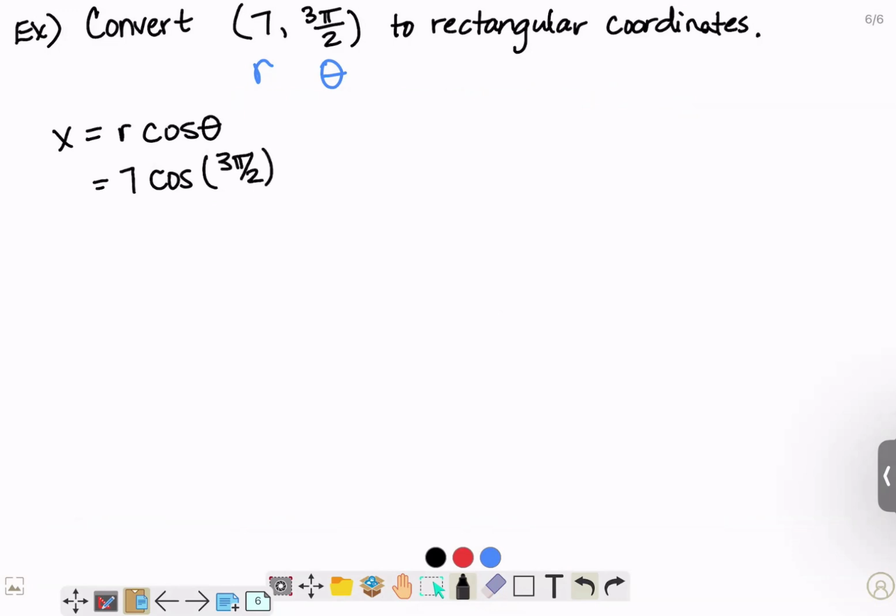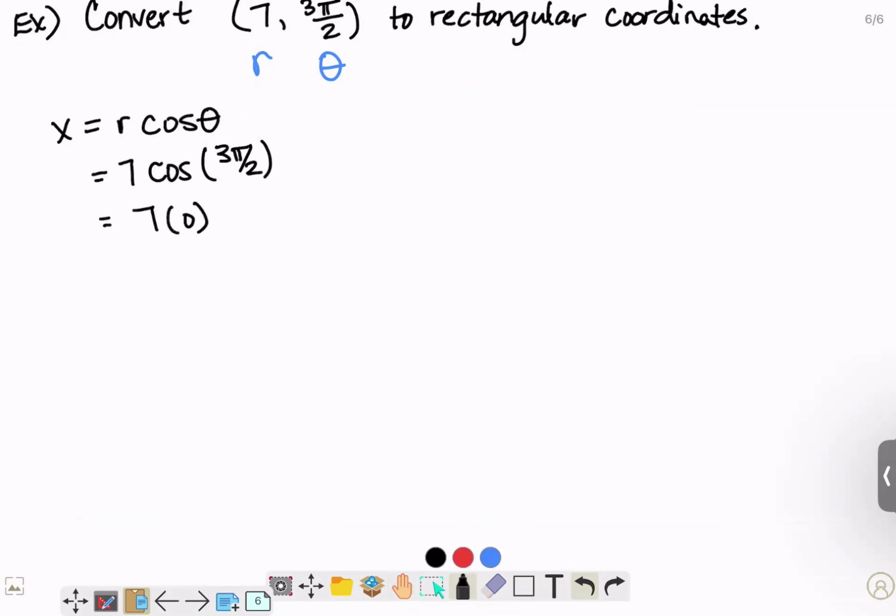And we just evaluate that to find our x coordinate. Cosine of 3 pi over 2 is 0. So this is going to equal 0. So x is equal to 0.